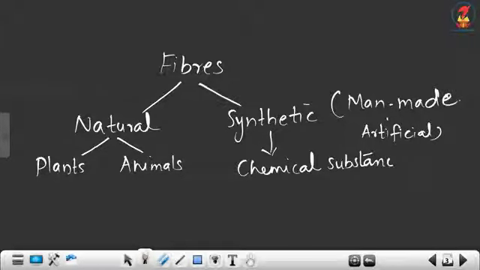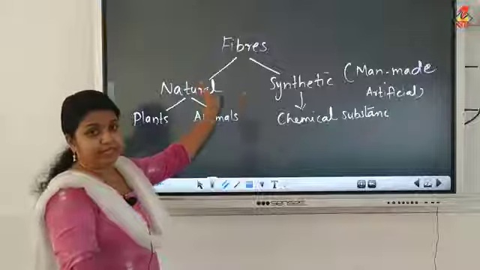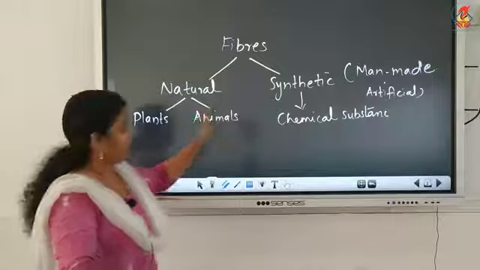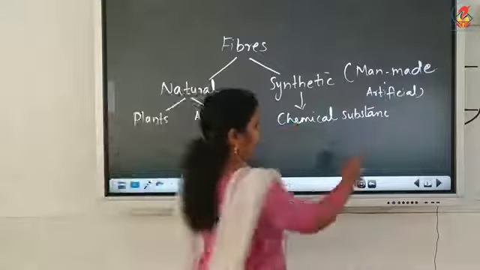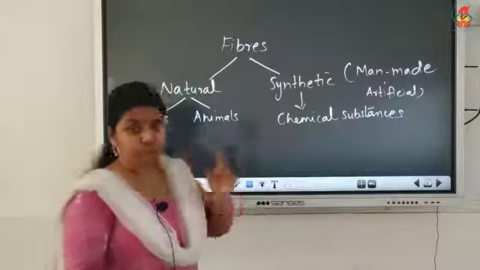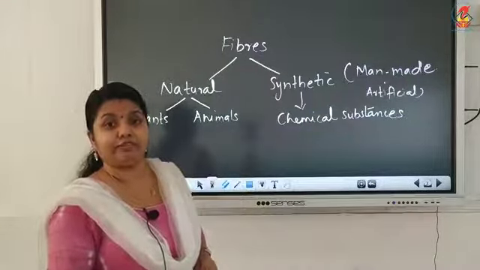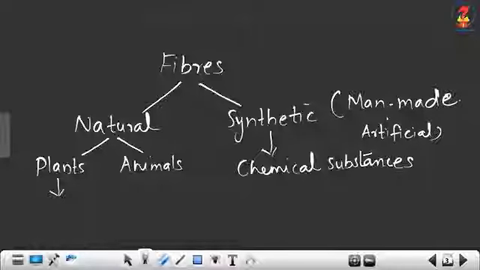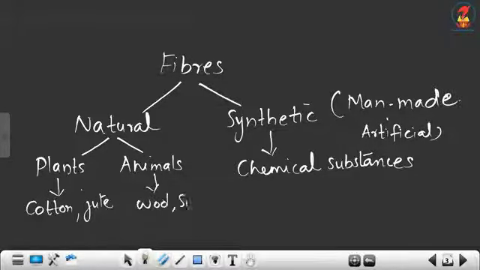Okay, so fibers are classified into two types, natural and synthetic. Natural fibers are obtained from plants and animals. Fibers obtained from chemical substances are known as synthetic fibers, also known as man-made fibers or artificial fibers. Now examples of natural fibers. Examples of fibers obtained from plants are cotton and jute. Fibers which are obtained from animals, wool and silk.